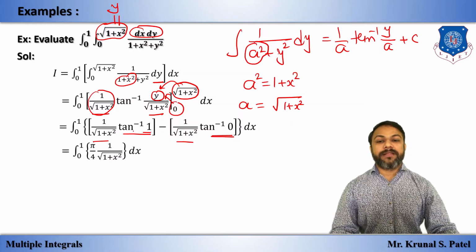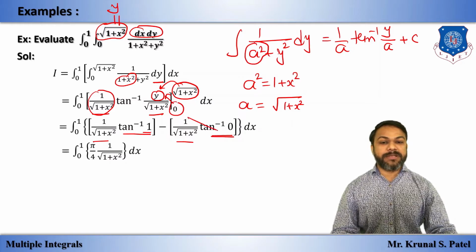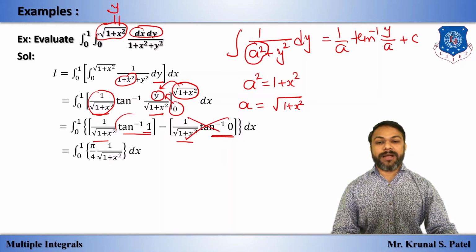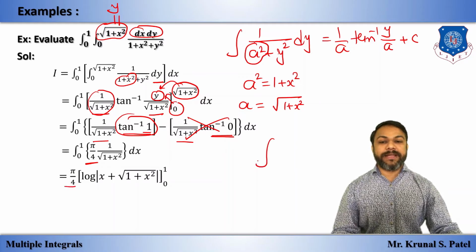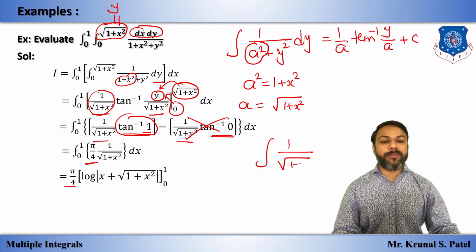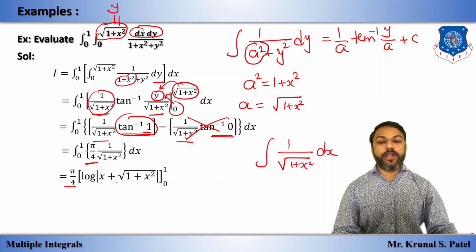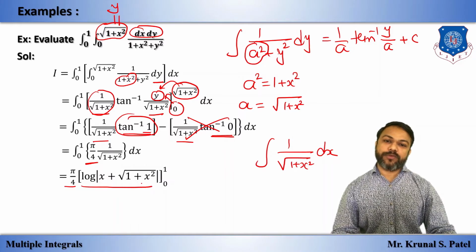So the remaining term will be 0, and we have pi by 4 times 1 upon under root 1 plus x square. Now we can take pi by 4 outside, and the formula of integration of 1 upon under root 1 plus x square dx is log x plus under root 1 plus x square. This is the formula of integration.